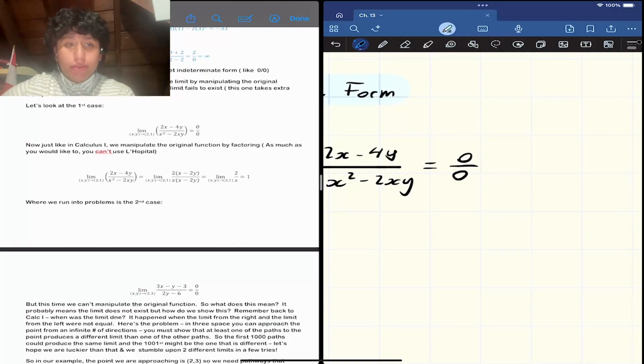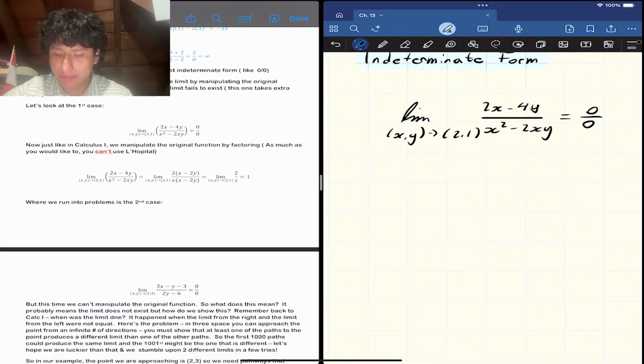We cannot use L'Hopital's. This looks horrible. We cannot use L'Hopital's. La Hospital, which isn't good. I like La Hospital. La Hospital brought me through calculus BC last year, so it's a bit sad. Whatever.